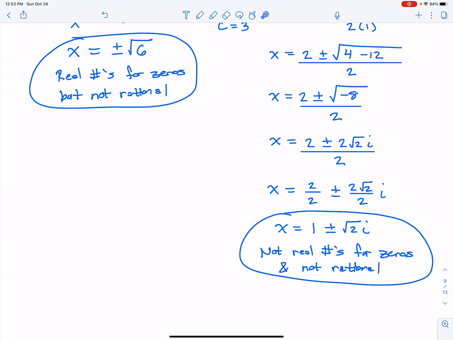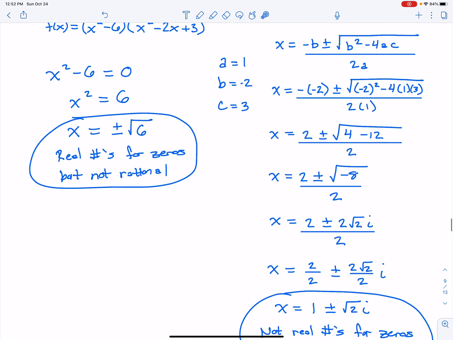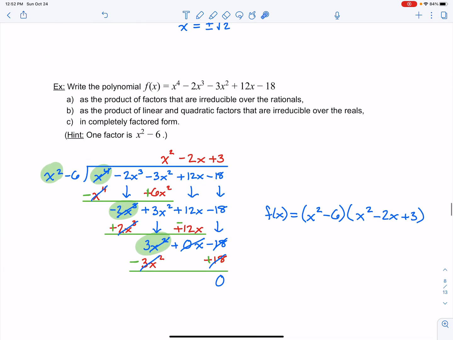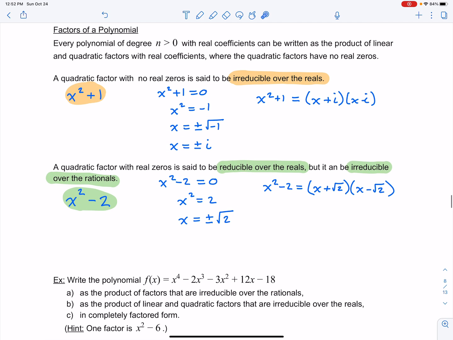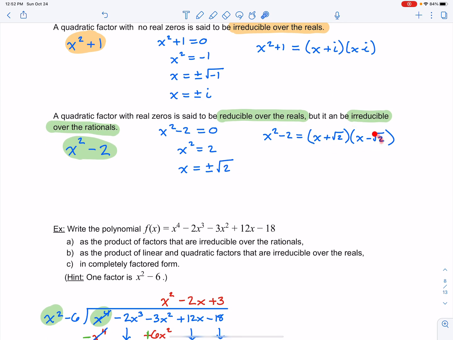So if we look at what we wanted to do, the different ways that we wanted to write this function, the first way we wanted to write it was as a product of factors that are irreducible over the rationals. So remember, irreducible over the rationals means that we can factor them into linear factors that are real numbers, but just are irrational.